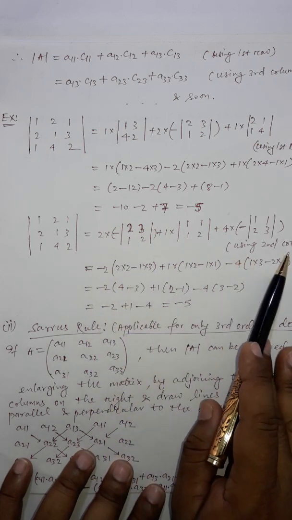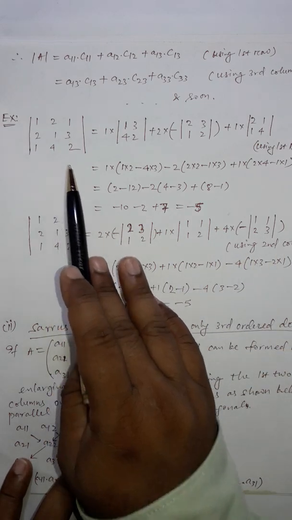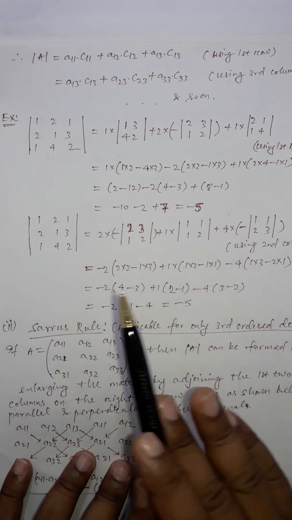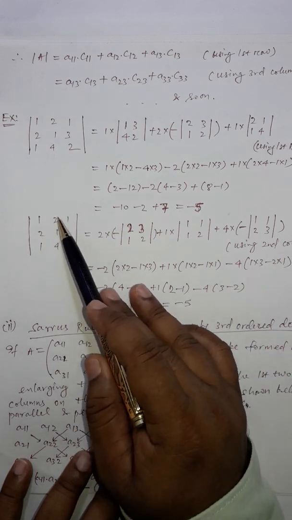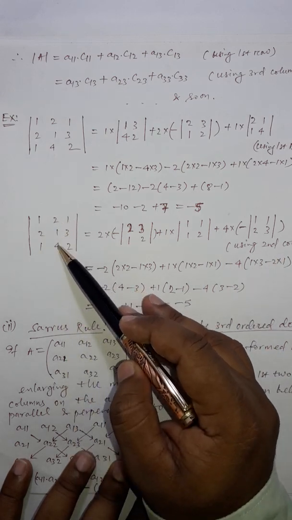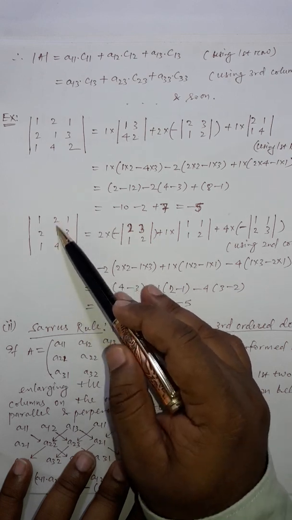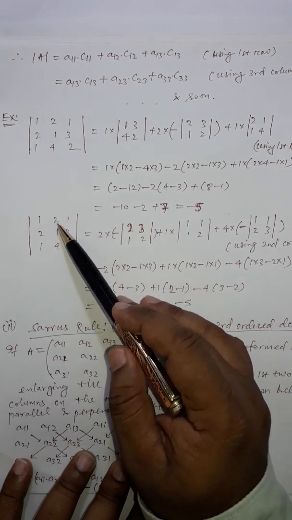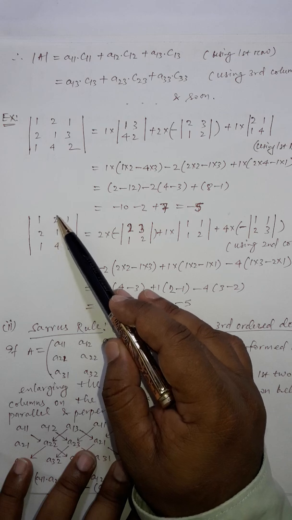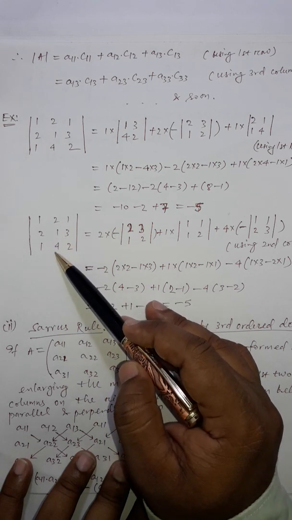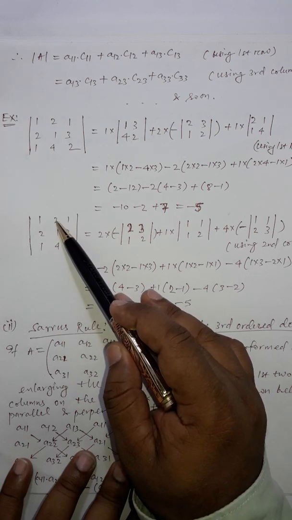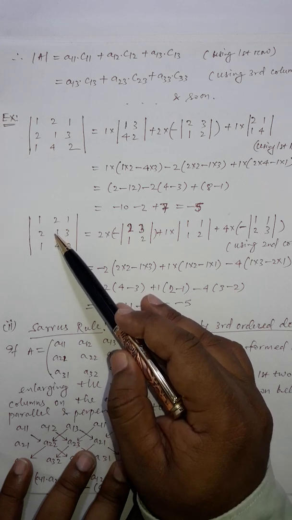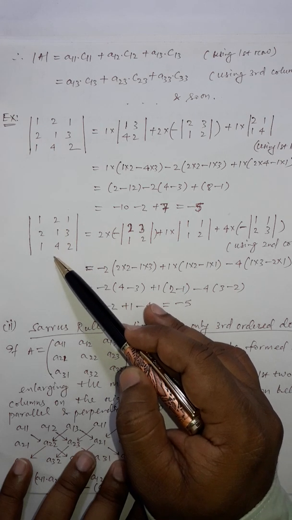For example, let us take the second column. In the same determinant, let us find the value using the second column. First recall the signs that I told you on the previous page: the second column elements are 2, 1 and 4, and the signs of their cofactors are negative, positive and negative. Okay, friends.